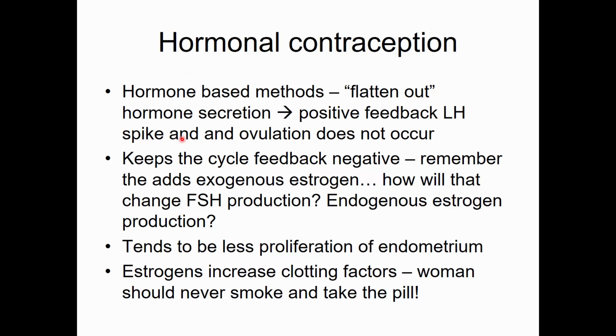All right. So if the cycle remains in a negative feedback mode, when you add that exogenous estrogen, then you decrease FSH production. Endogenous estrogen will be less, and if it's less, then there's no ovulation and less proliferation of the endometrium. Now, estrogens are hormones that increase clotting factors, so there's a very high level of estrogen at the end of pregnancy that helps prepare the body for the birth process.